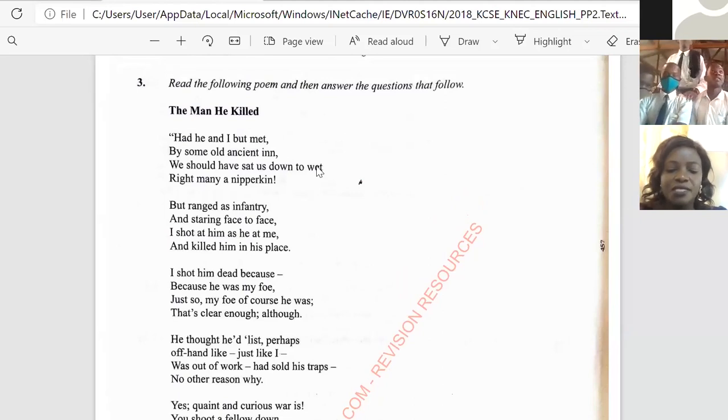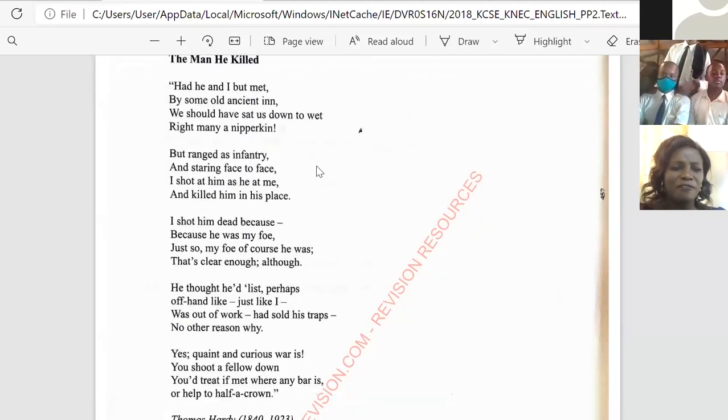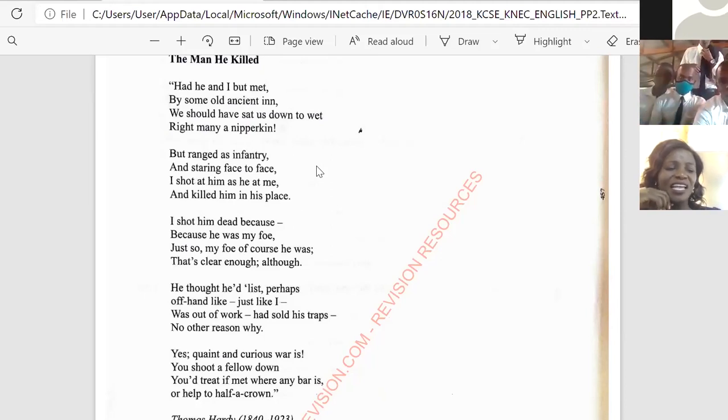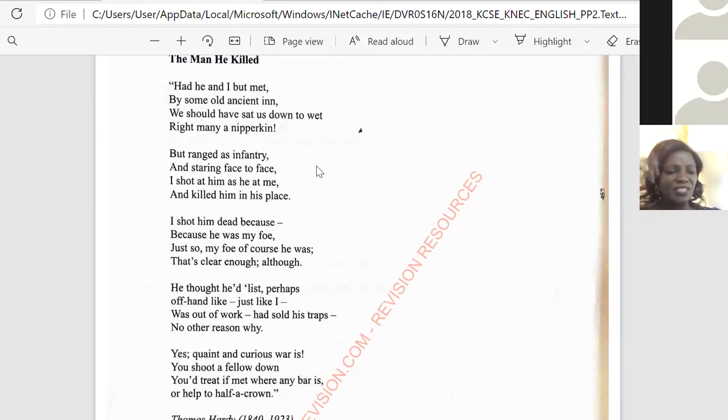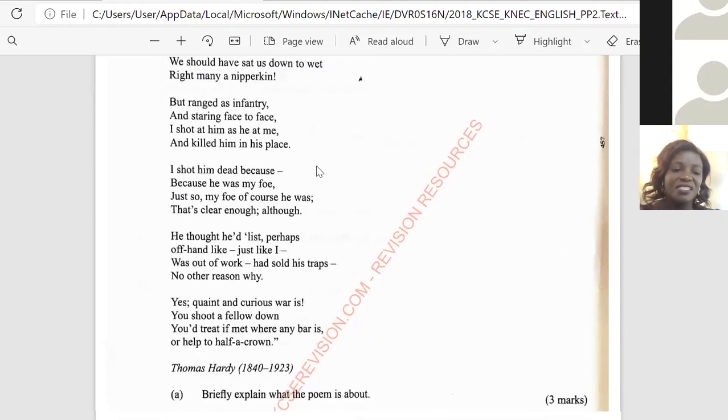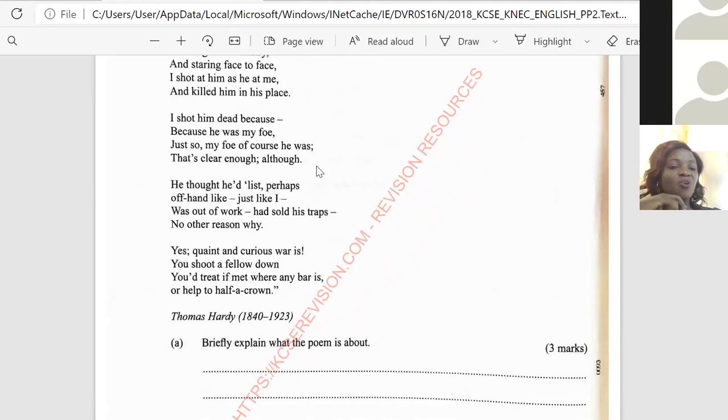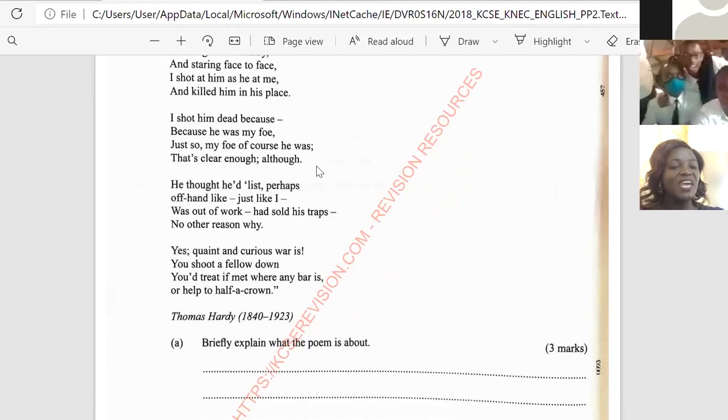I shot him dead because he was my foe. Just so. My foe, of course, he was. That's clear enough. Although he thought he'd list, perhaps, offhand, just like I was out of work, had sold his traps. No other reason why. Yes. Quaint and curious war is. You shoot a fellow down, you'd treat if met where any bar is, or help to half a crown.